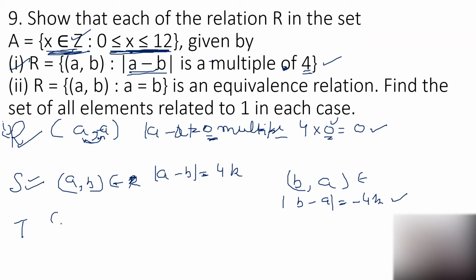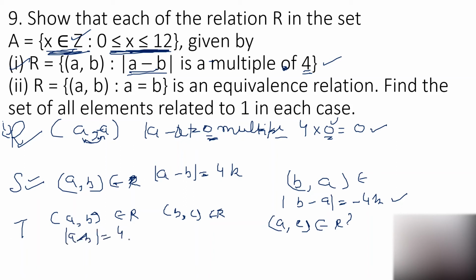Now, let's check for transitivity. (A, B) belongs to R, (B, C) belongs to R. Let us consider it's true. Then we need to check whether A is related to C or not. A and B are related. Let us consider modulus of A minus B is equal to 4 times of something.